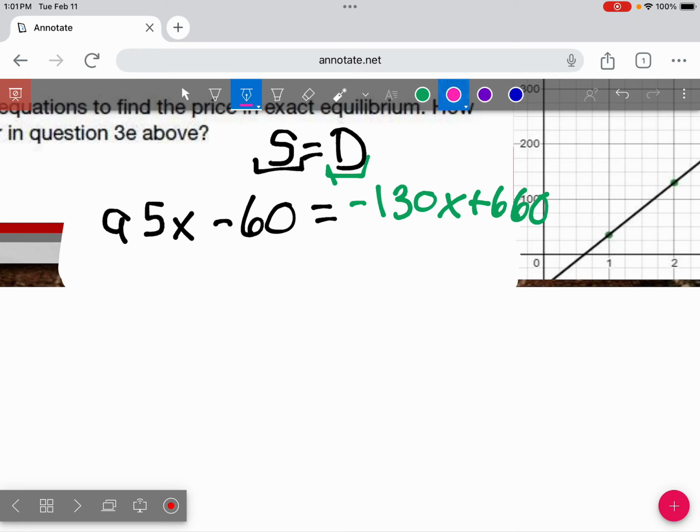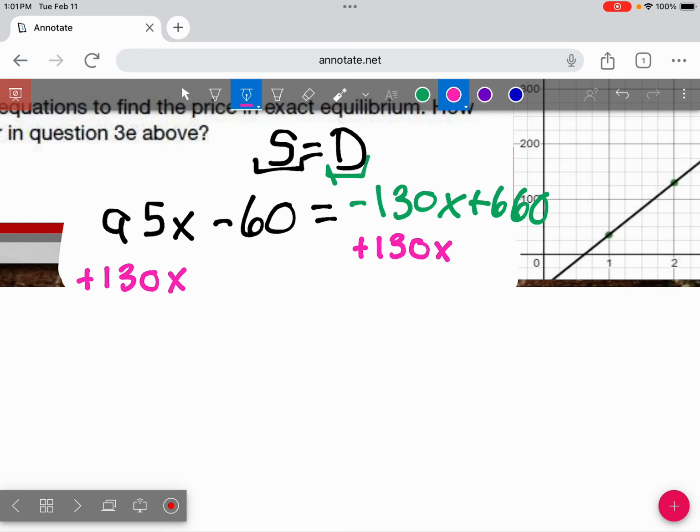Get the x's to one side. Which one do we want to move? Add, so the 130, it's already negative, so let's go ahead and add 130x. Just as a little trick to keep in your pocket, to keep yourself from having to deal with negatives as much as possible, if you always move the smaller one, you will have the least amount of negatives to deal with. So negative 130 is smaller than 95. So we move that guy.